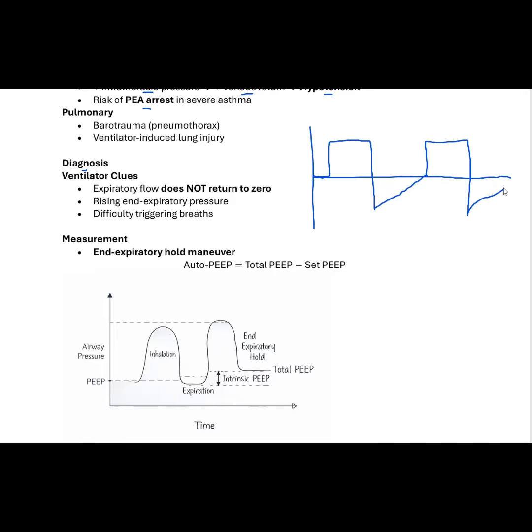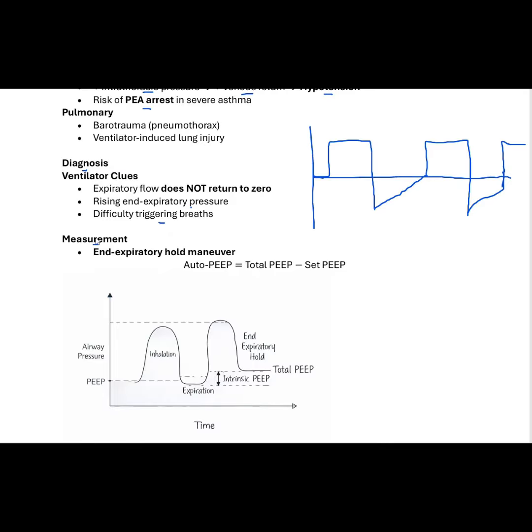So if you start seeing something like this, you can see that one did not return back to baseline before the next breath is delivered. Then that could suggest that this patient is having what? They might start developing auto PEEP, right? Also rising end expiratory pressure could be suggestive of it, or the patient having difficulty triggering a breath.